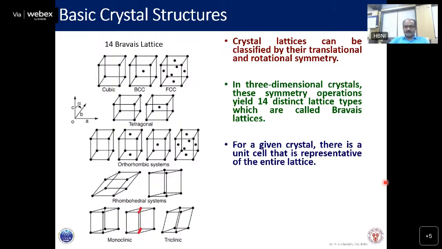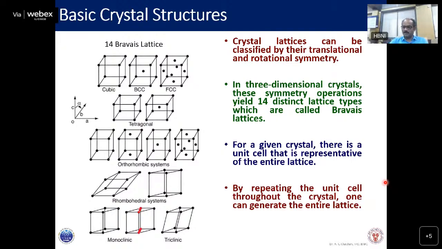For a given crystal, there is a unit cell that is representative of the entire lattice. If you keep on repeating the unit cell, you can generate the entire lattice. The unit cell is the smallest volume which can generate your entire lattice.